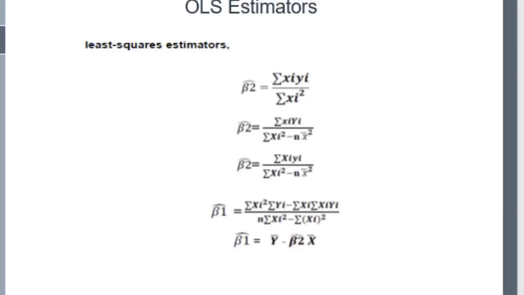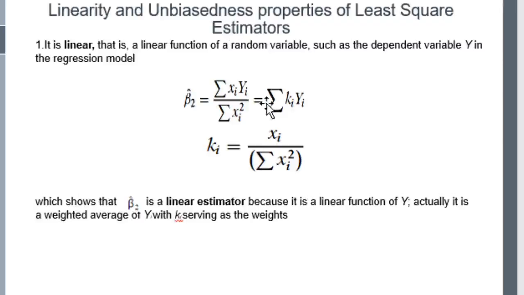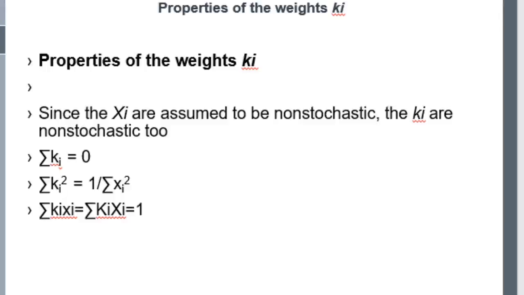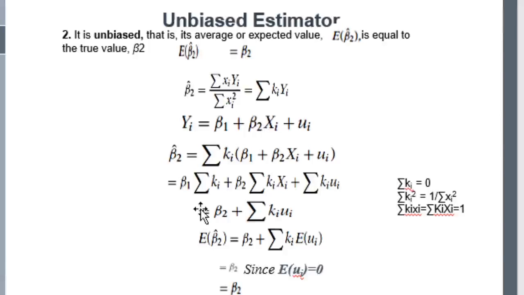So in this section we learned two important properties. First, linearity, where the properties of the weights are also important. Then the next one is unbiasedness. Therefore remember two important properties: first, the OLS estimators are linear estimators; second, the OLS estimators are unbiased estimators.